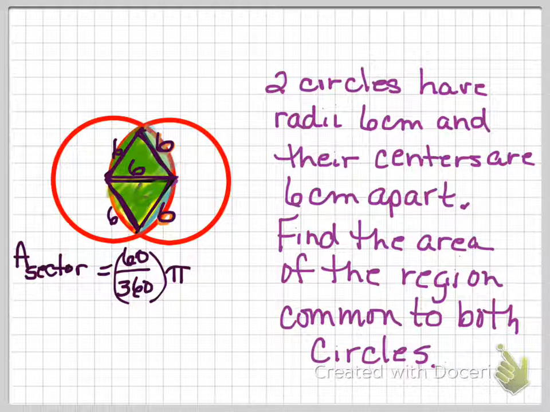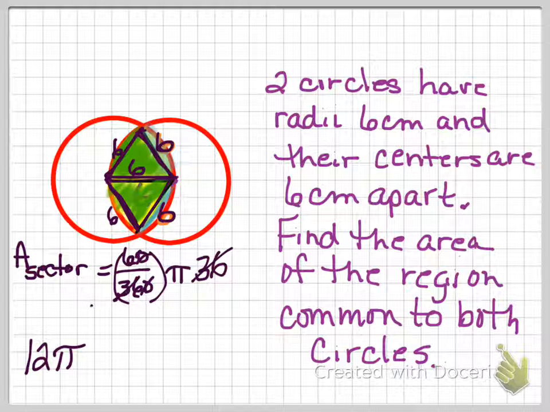We know that r is 6, so that's going to be 36. Those cancel. So I end up with 6 pi for one sector. I have 2 sectors in here, so for my 2 sectors I have 12 pi. So that's my sector. So area of sector is that, 12 pi.